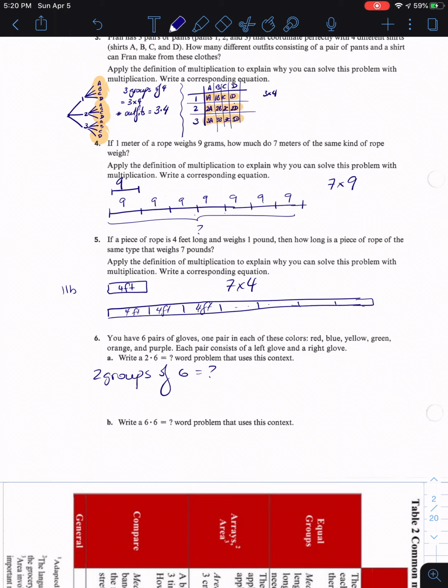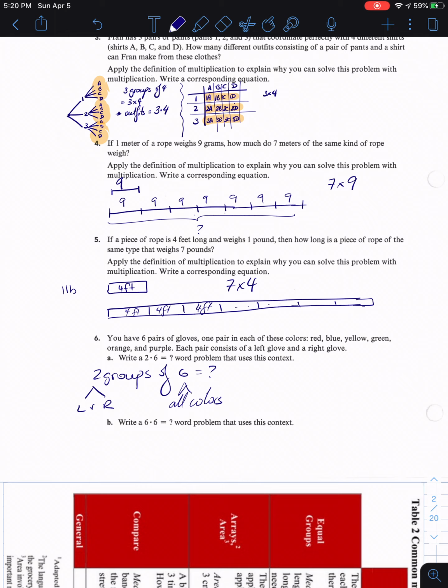So if we have 6 pairs of gloves and 1 pair in each of these colors, you would have, what is the total number of gloves, right? Of each of the left and right gloves of each of the colors. Because 2 groups, this could be left and right, and this would be all colors. Okay, so you could say, how many total gloves are there?